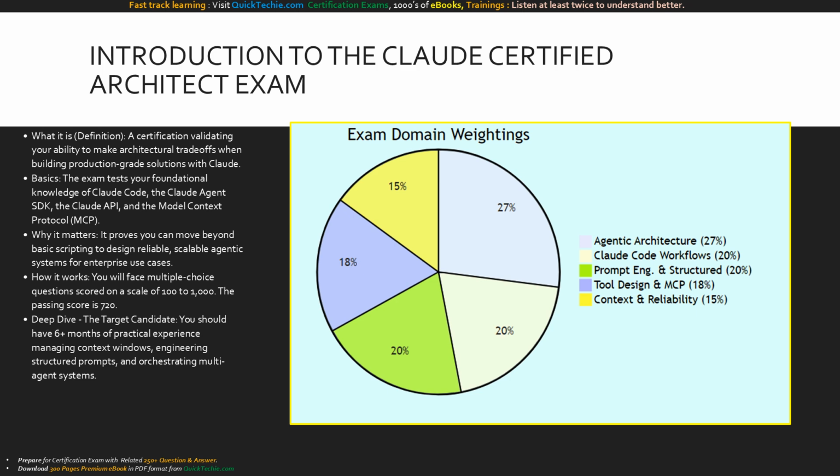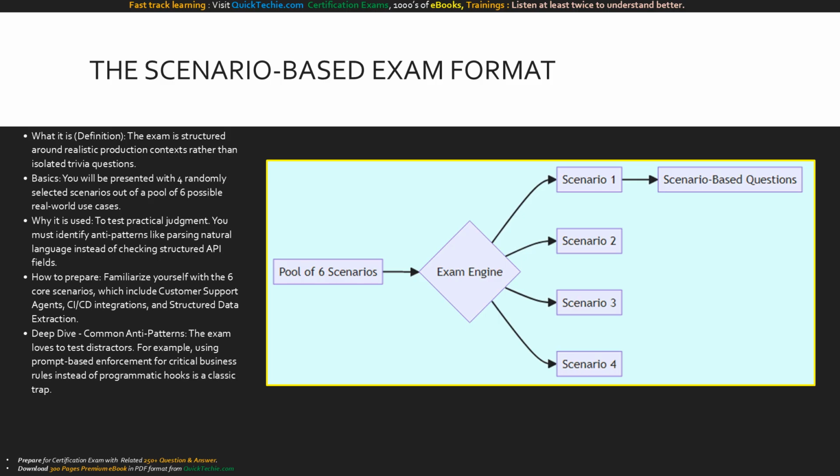This distribution tells you exactly where to spend your study time. You cannot pass by just knowing how to prompt. You must understand the entire agentic lifecycle and infrastructure. Moving on to how you will actually be tested.